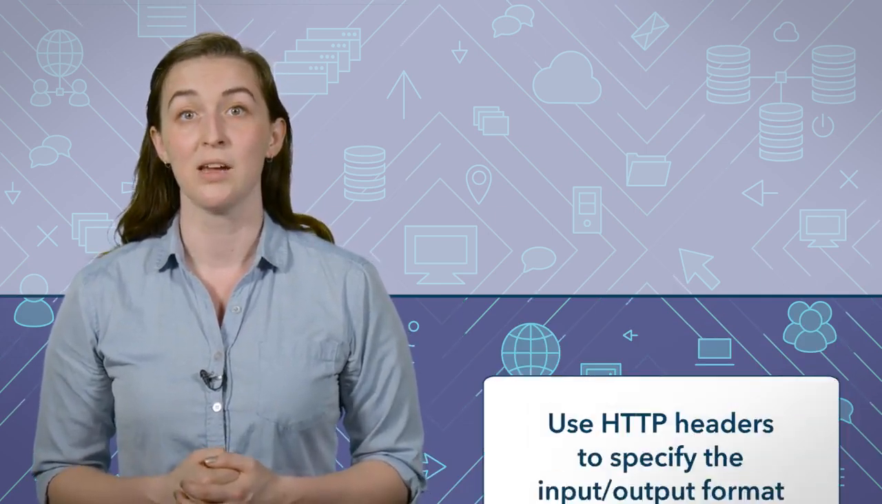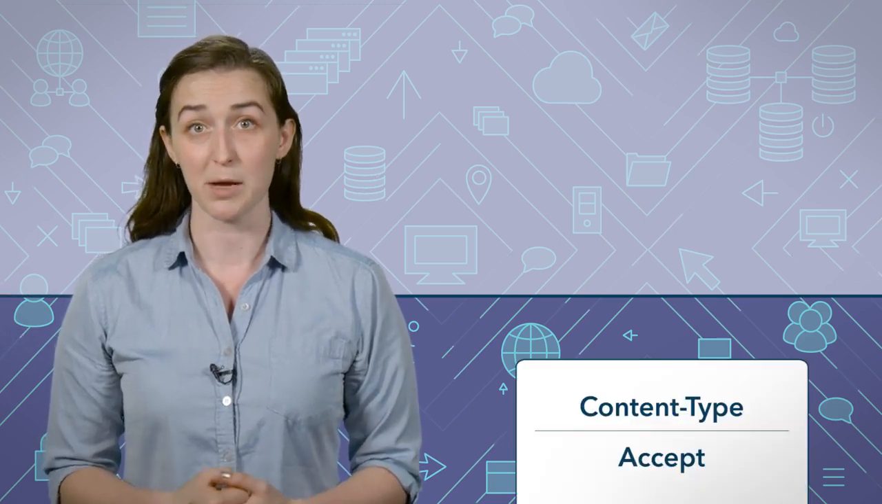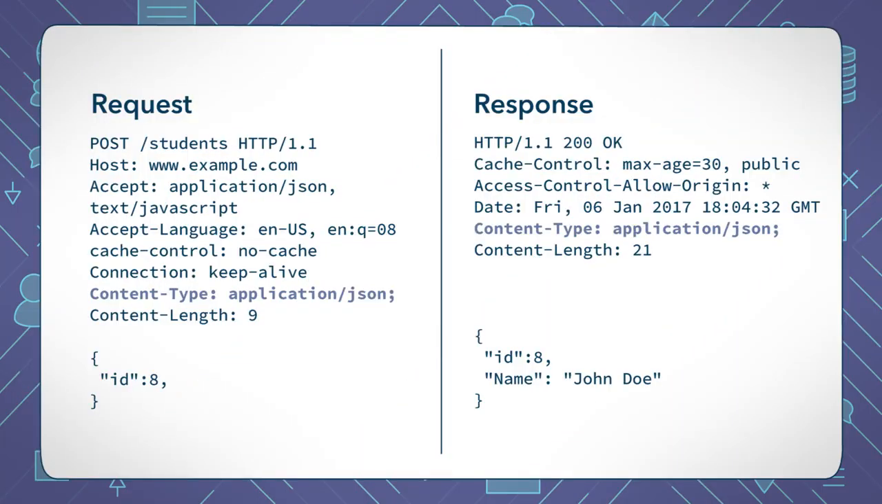A fifth practice to remember is use HTTP headers to specify the input-output format. Headers are used to specify a lot of different properties. Two headers that are often left ambiguous by some developers, but are very important in making your APIs easier to use, are content type and accept. Content type defines the format of the message. Accept defines a list of acceptable formats that can come as a response.